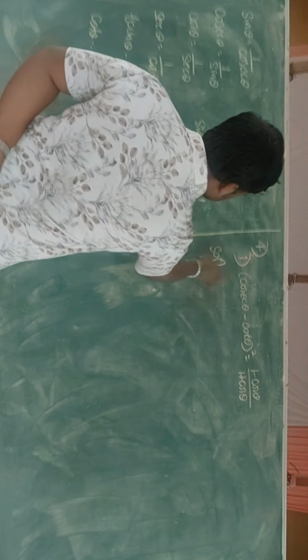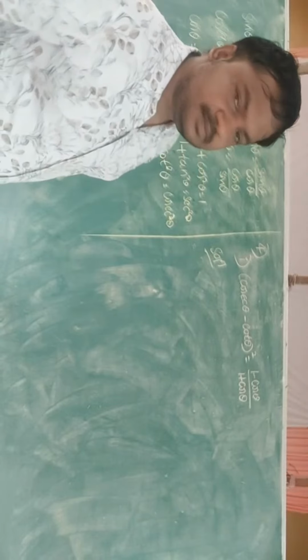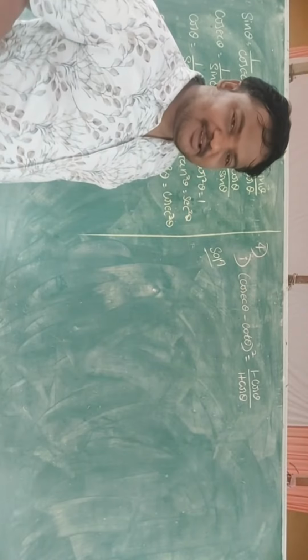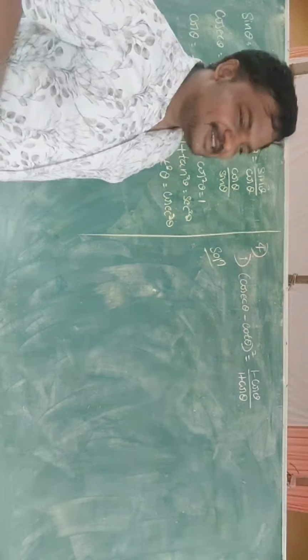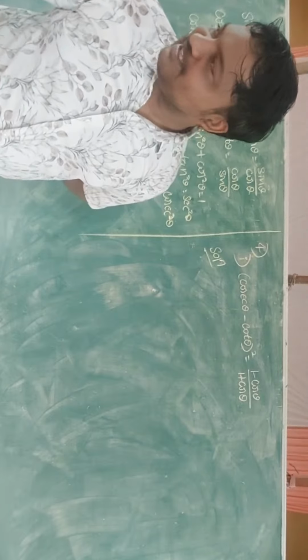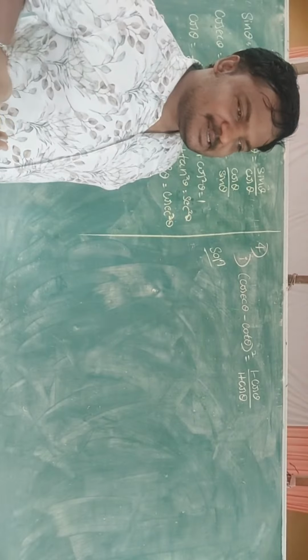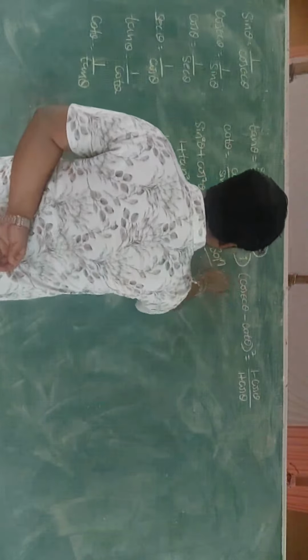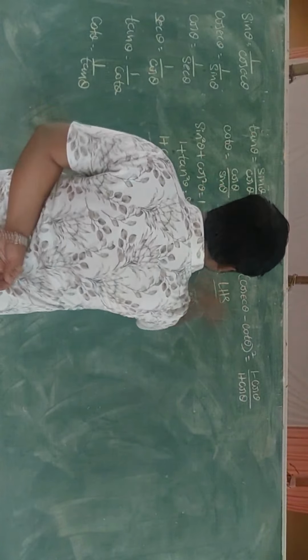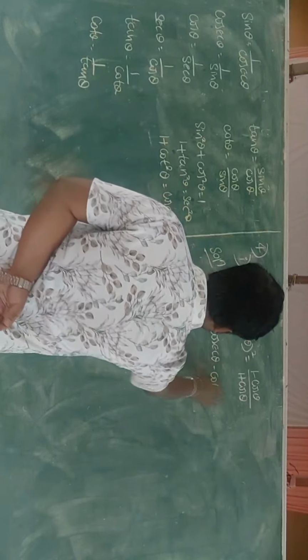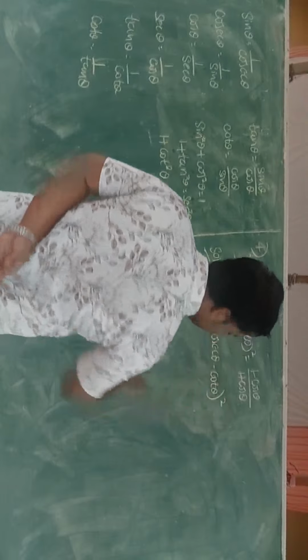Any idea how to prove? We can prove that LHS is equal to RHS. So we can take LHS first and prove RHS, or take RHS and prove LHS. Here, let us take LHS for the solution or proof. LHS is (cosec theta minus cot theta) whole square.